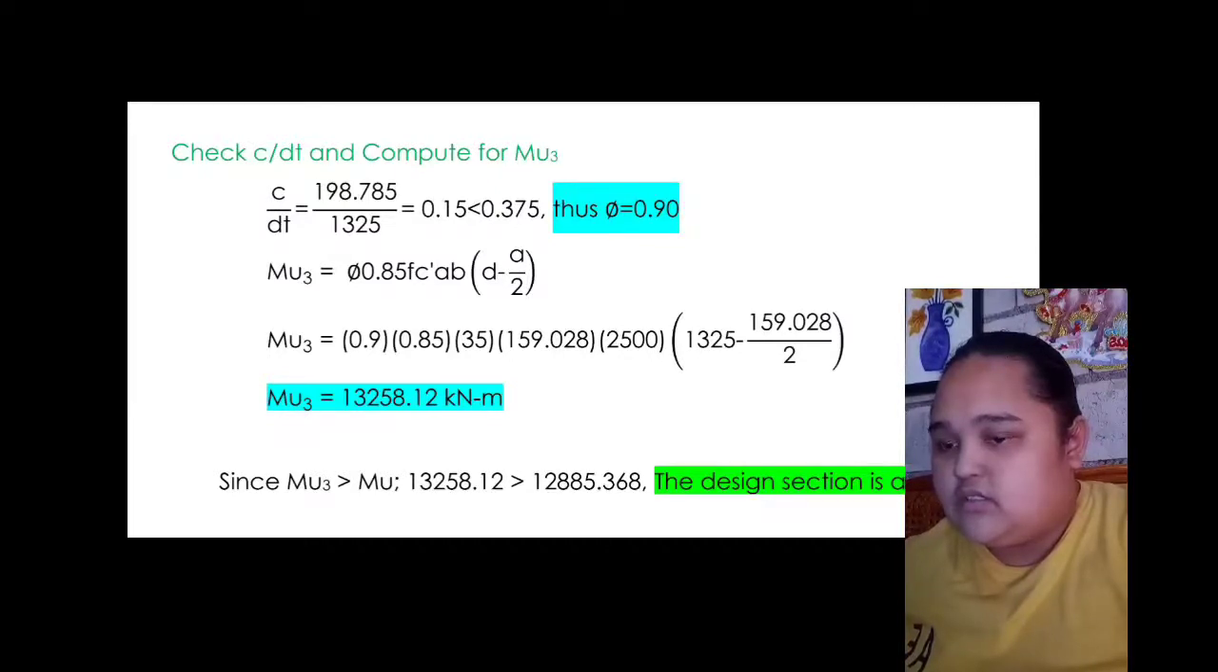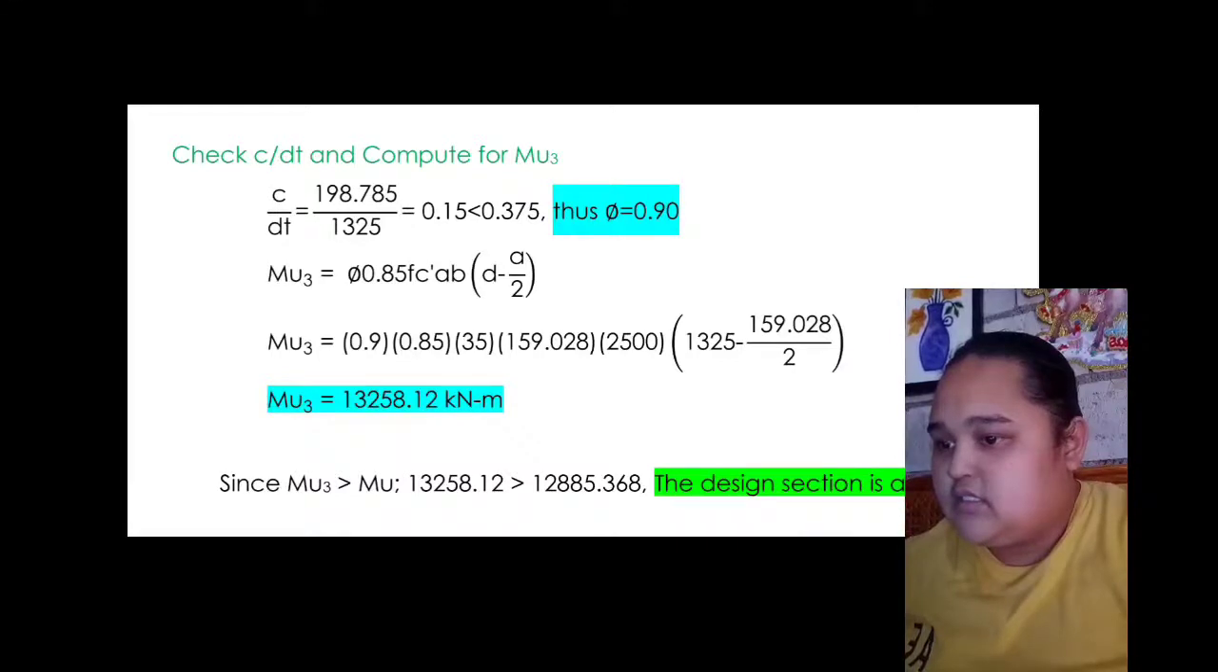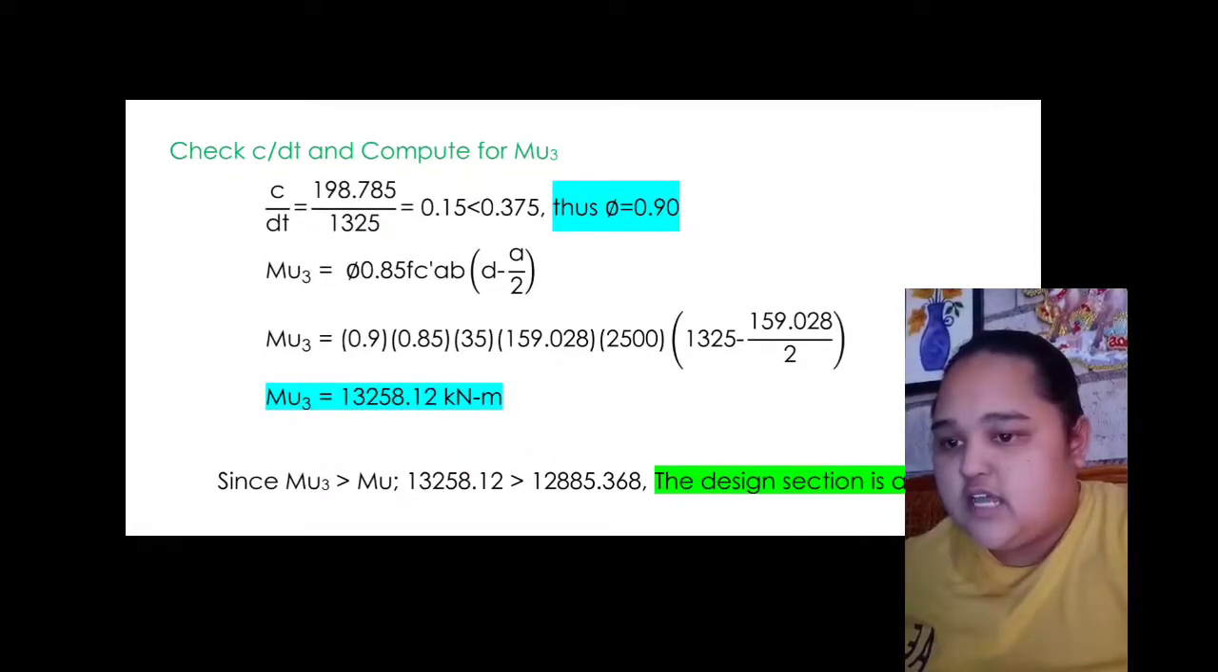So we will use phi as 0.9. Computing MU3 is 0.9 times 0.85 times 35 times 159.028 times 2,500 times 1325 minus 159.028 over 2. Then the answer is 13258.12 kilonewton meter. Since MU3 is greater than MU, the design section is adequate.